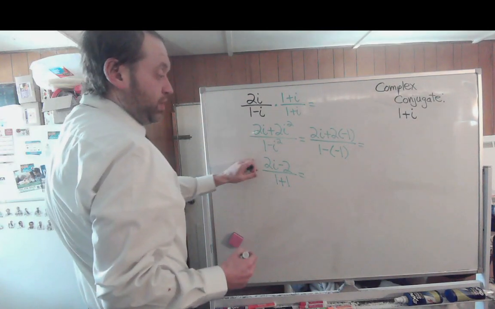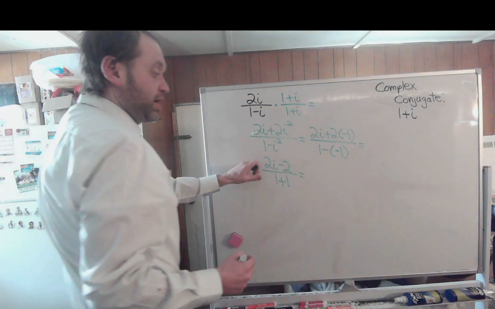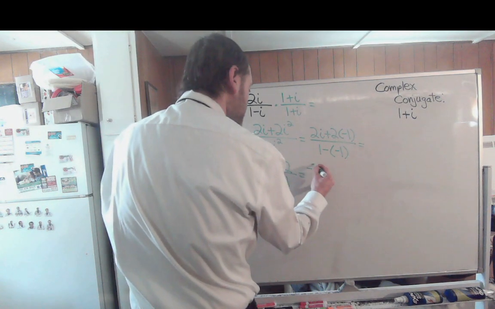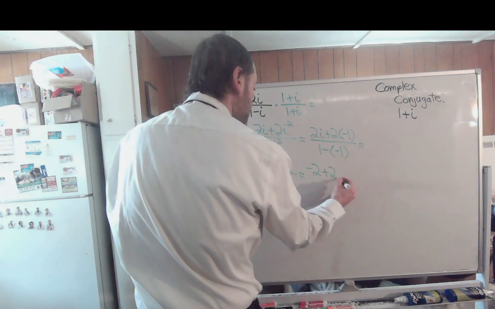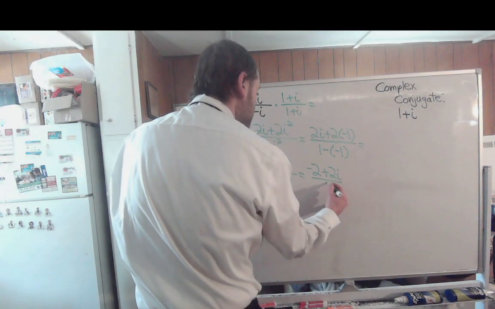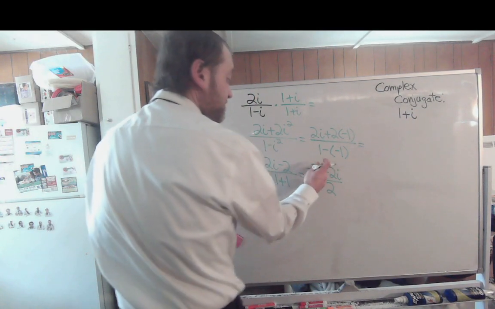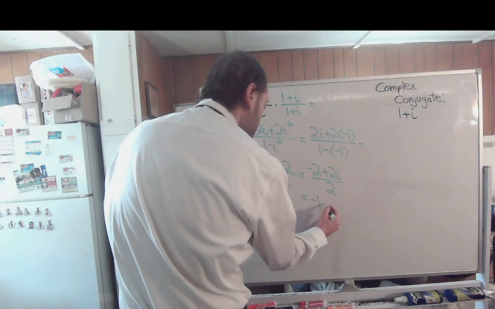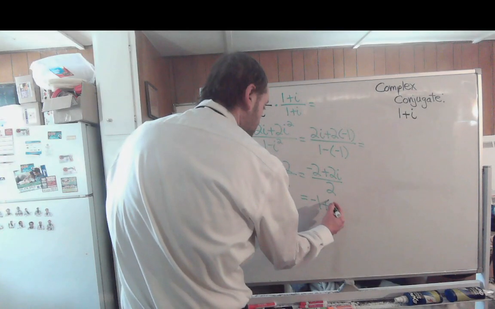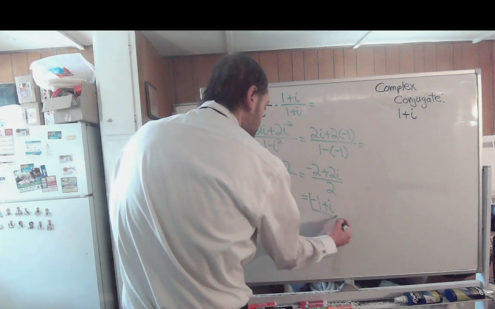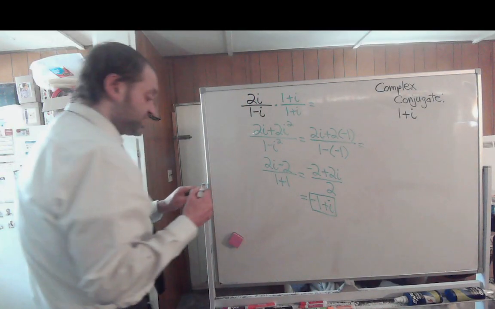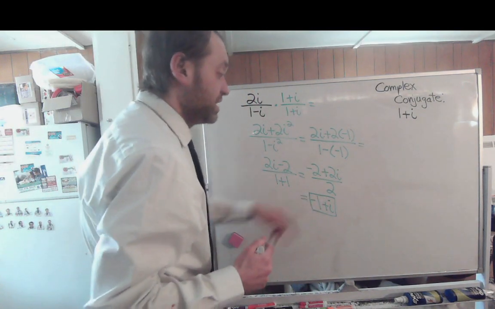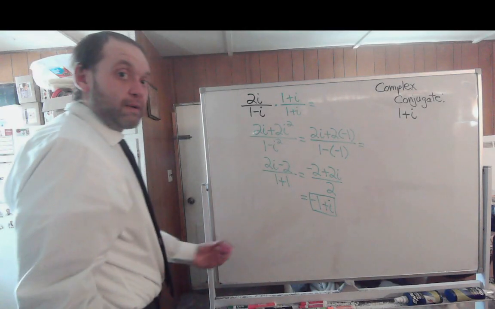So let's put the numerator into standard form, which would be negative 2 plus 2i divided by 2. Both terms of the numerator divide evenly by 2, so you'll end up with negative 1 plus i. You end up getting a complex number in standard form of negative 1 plus i. That would be your answer.